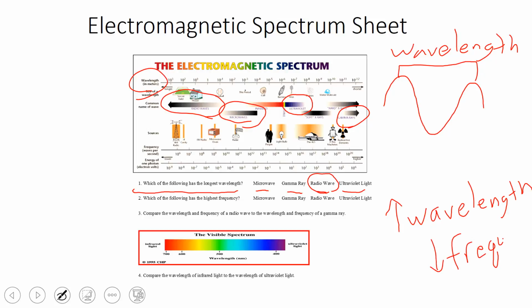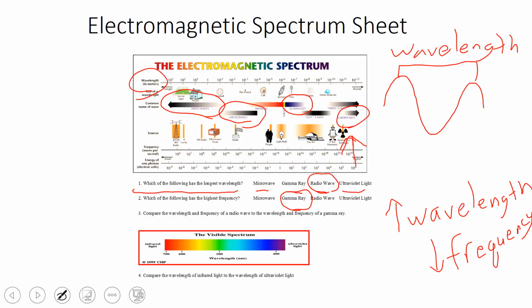We'll talk about this in a lot more detail in lesson 14, but that's an important concept to remember. So which of the following has the highest frequency? It's going to be the one with the shortest wavelength, which was gamma rays. Gamma rays have the shortest wavelength. Remember that as you move to the right, wavelength decreases. So since gamma rays have the shortest wavelength, they're going to have the highest frequency.